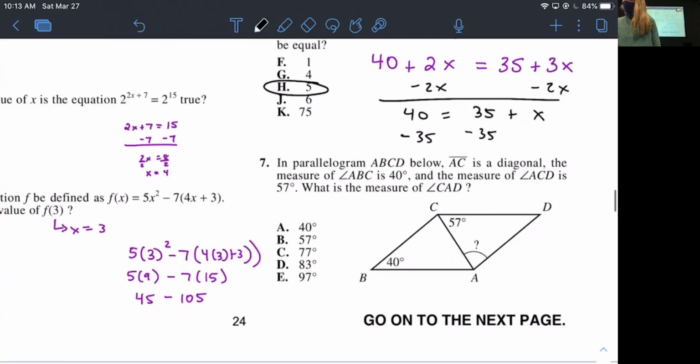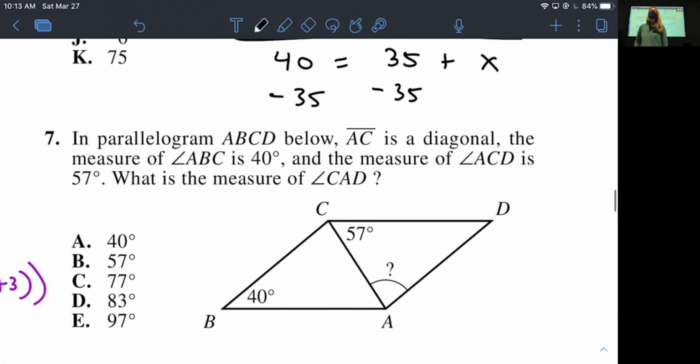Seven. What type of shape is this? Parallelogram. What do you know about opposite angles in a parallelogram? All 3 angles in a triangle add up to 180. What about opposite angles? What do you know about that angle and that top angle in a parallelogram? They're the same. Opposite angles in a parallelogram are the same. So if that angle's 40, then this angle up here is also 40. It's a parallelogram.